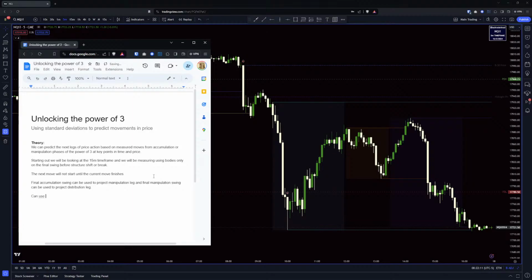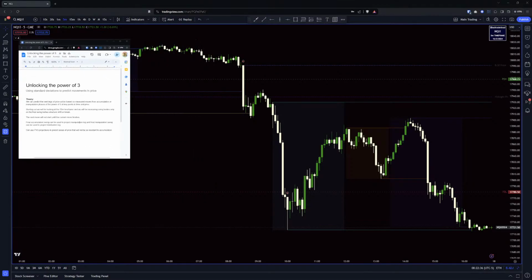Can use fair value gap projections to predict areas of price that will not be as resistant to accumulation, just as we're predicting accumulation to accumulation, right? Anyway, I'm going to end it with that.